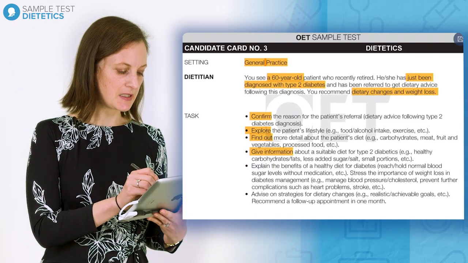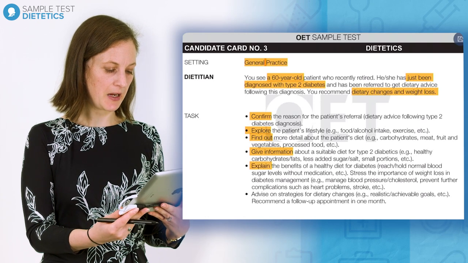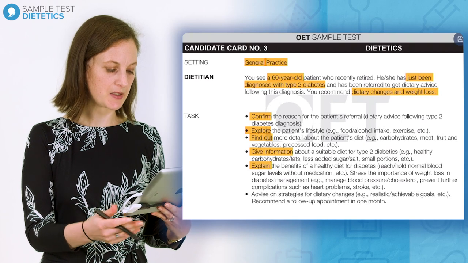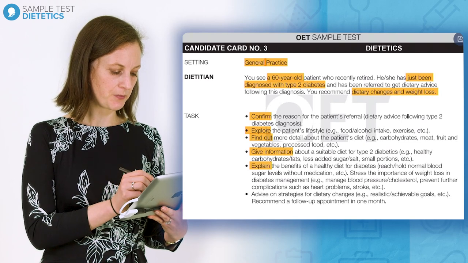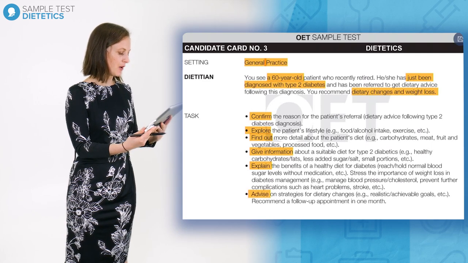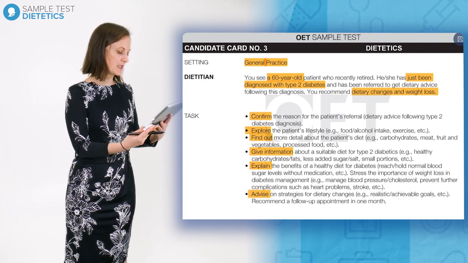Explain means to tell the patient the benefits of a healthy diet for diabetes, while focusing on the importance of weight loss in diabetes management. Advise means to make suggestions about strategies the patient can follow, as well as a follow-up appointment in 1 month.